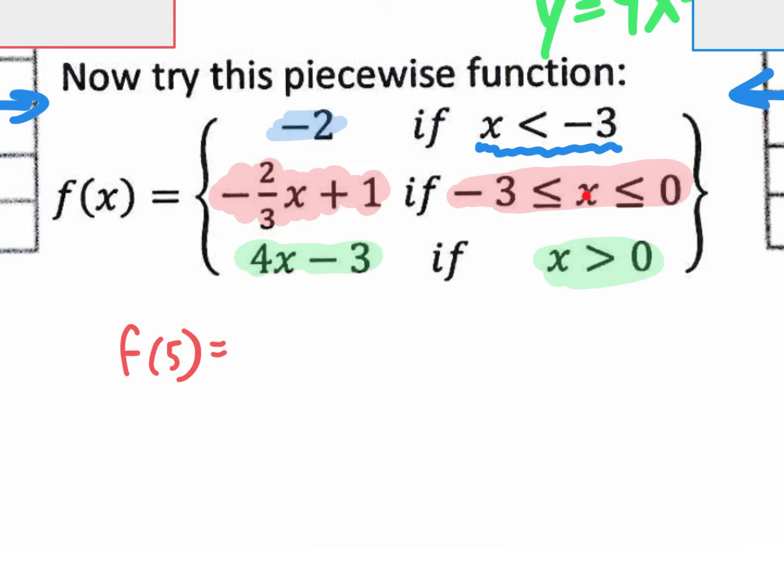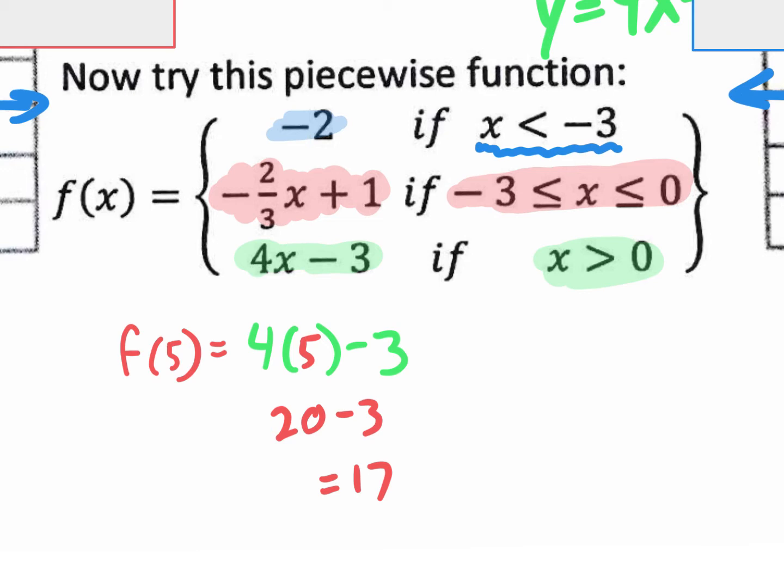Is 5 between -3 and 0? No, so you're not going to use this red one either. Is 5 greater than 0? Yes, so we're going to use that bottom one. So somebody tell me what the answer will be. 17, right? Because the actual work is 4x minus 3, and we plug in a 5 right there. 4 times 5 is 20. 20 minus 3 is 17.